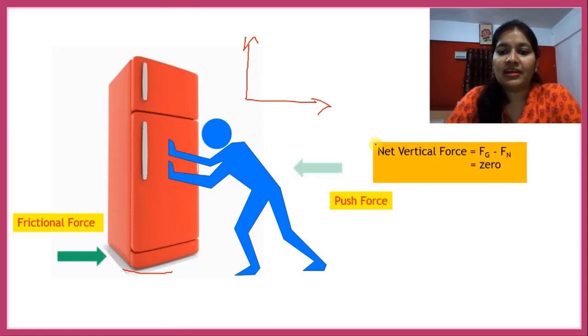So net vertical force equals Fg plus Fn. I have represented gravitational force by Fg and normal force by Fn. As in the previous example, both these forces are balanced forces, so they cancel each other. So net vertical force acting on the refrigerator is 0. Clear? Now I will talk about net horizontal forces.